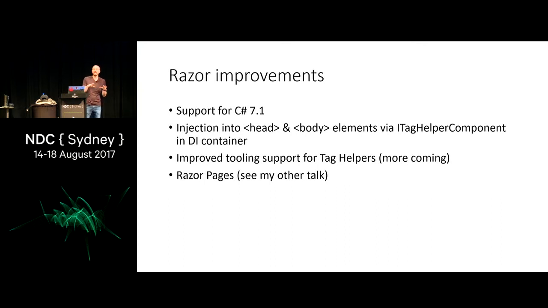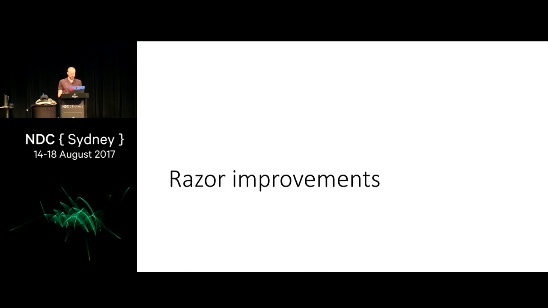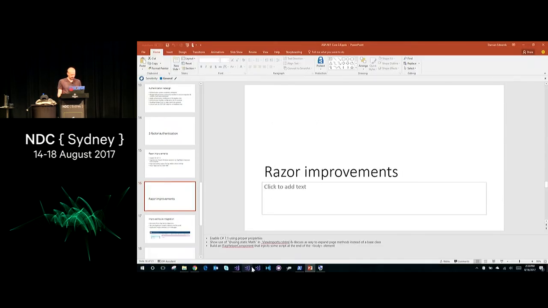Okay? So we have a head and body tag helper that are in the framework, and they're turned on by default, so that you can write ITagHelperComponents that can light up against the head tag and the body tag, essentially to inject content into your page automatically. All right? We have better support for tag helpers in the tooling, which is nice. And we have this whole thing called Razor Pages, which I'm going to talk about after this. So let's have a quick look at some of the things in Razor.